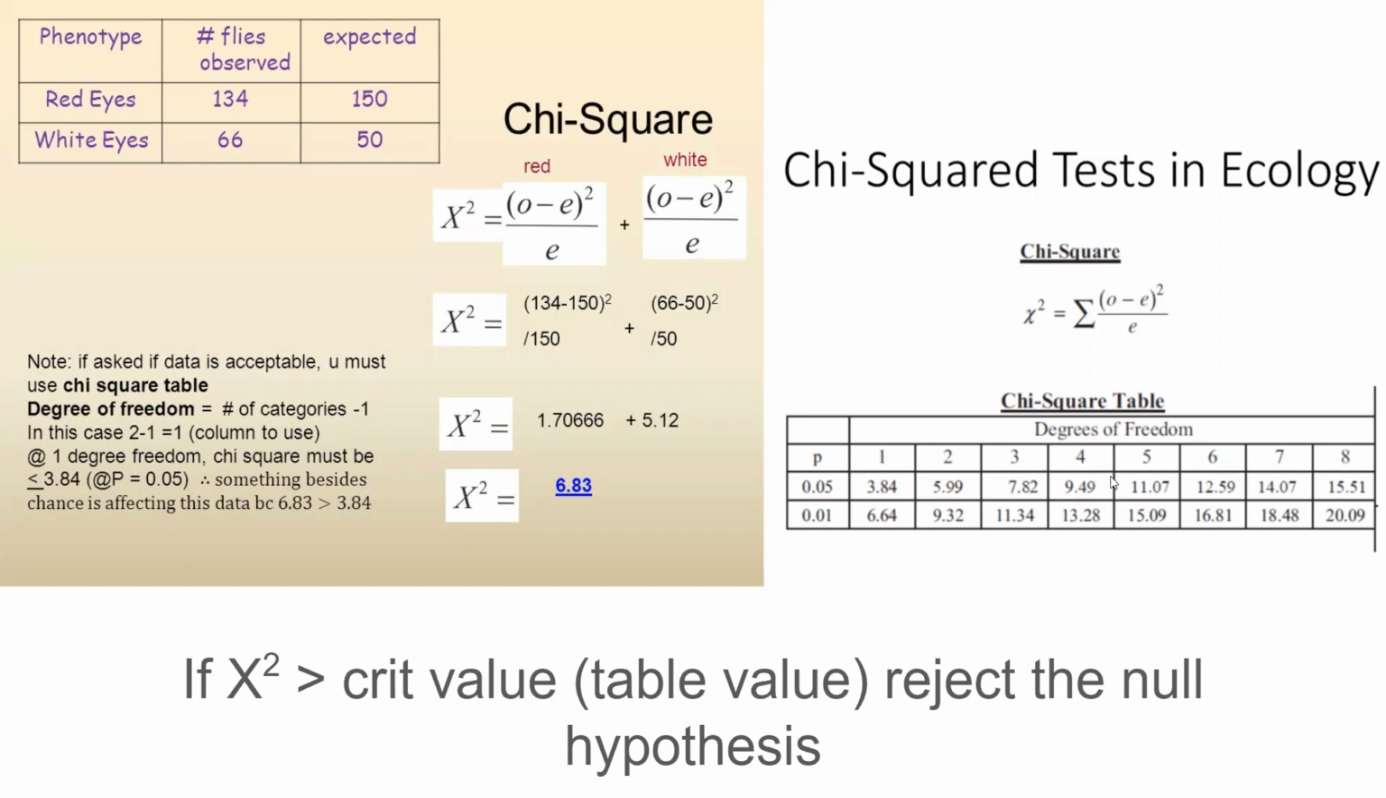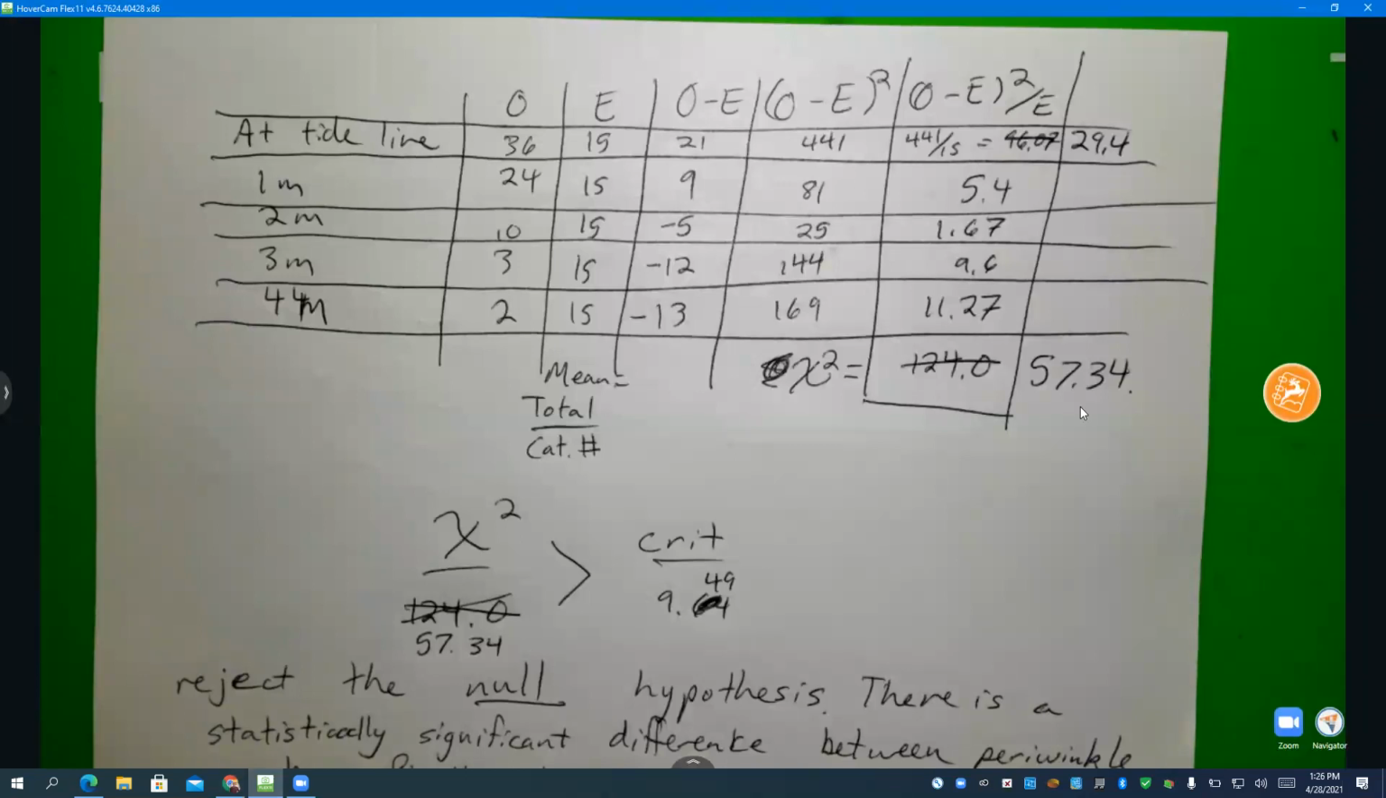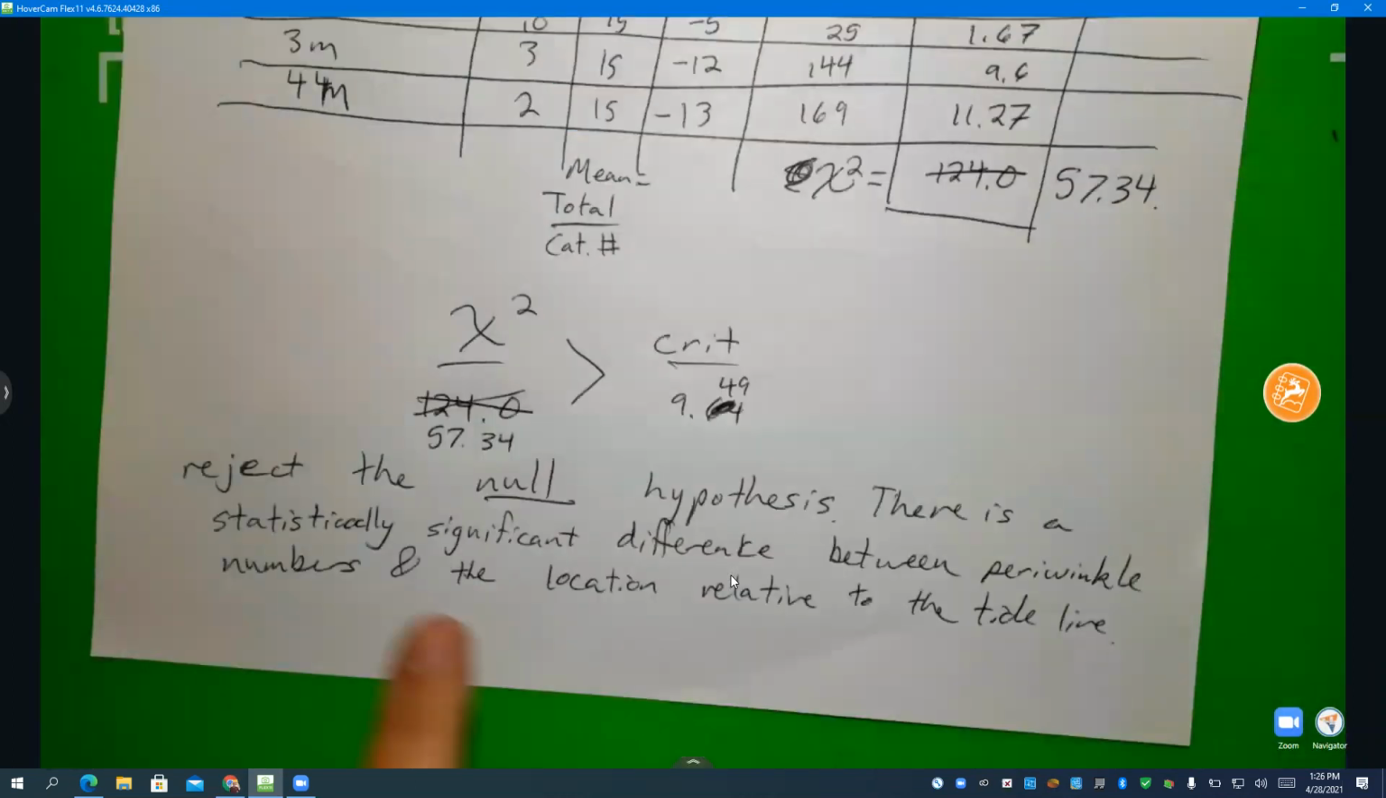And then we're going to compare it to this value because we're looking in this row. A 95% confidence is totally fine, and we get a value of 9.49. So we can see that our chi-squared value of 57.34 is greater than the critical value of 9.49. So because of that, we can reject the null hypothesis.